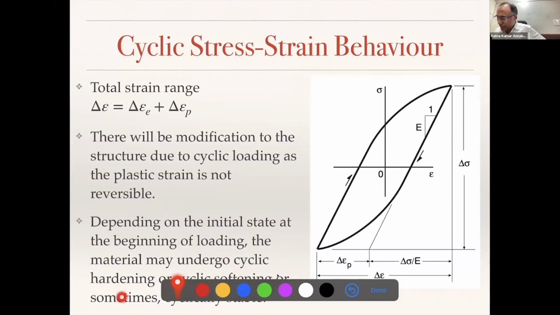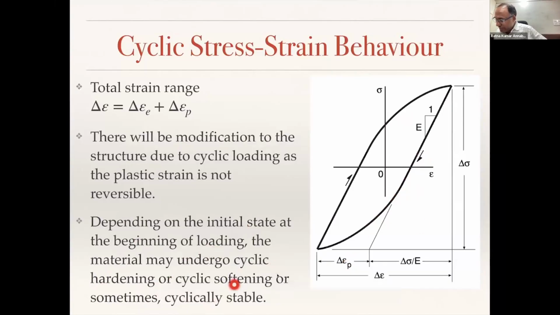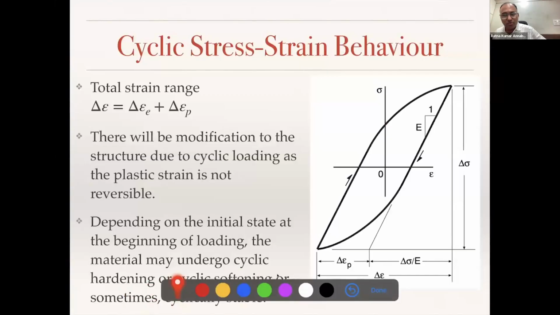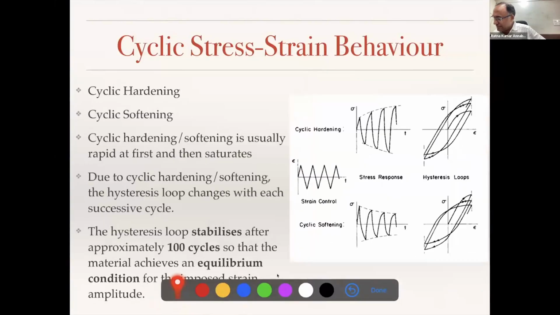However, there will be a modification to the structure due to cyclic loading, as the plastic strain is not reversible. And depending upon the initial state at the beginning of the loading, the material may undergo cyclic hardening or cyclic softening, or sometimes be cyclically stable. What is the meaning of that? Let us look at this. Let us say this is your strain cycling, right? Here is a strain control experiment you are talking about.